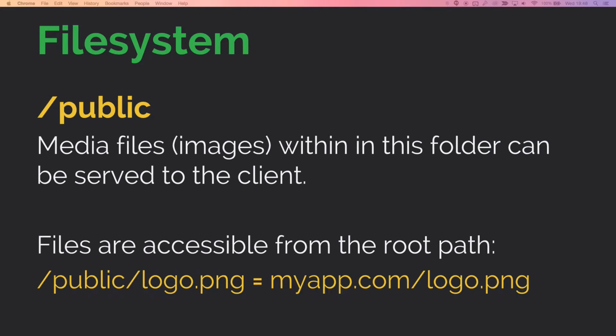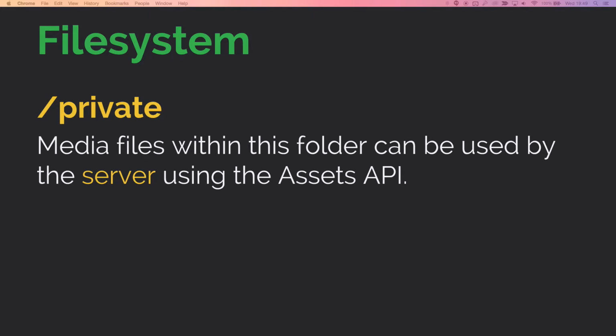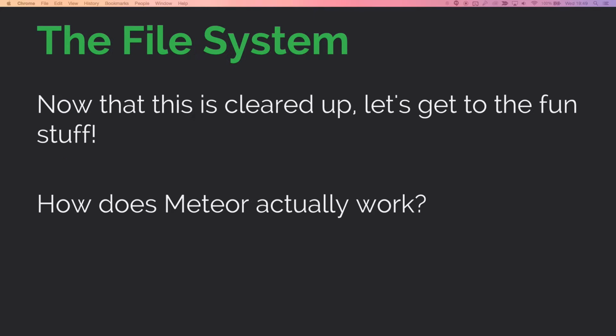The public directory holds media, images, files, videos, that sort of thing that can be served to the client. As an example, you might have /public/logo.png, and then that would be available at your application's root as logo.png. And then you have the private folder, which holds media files that are only for the server. The client can never access them. And that's all. Let's get that out of the way so that you can grasp the difference between publishing something to the client and the server.